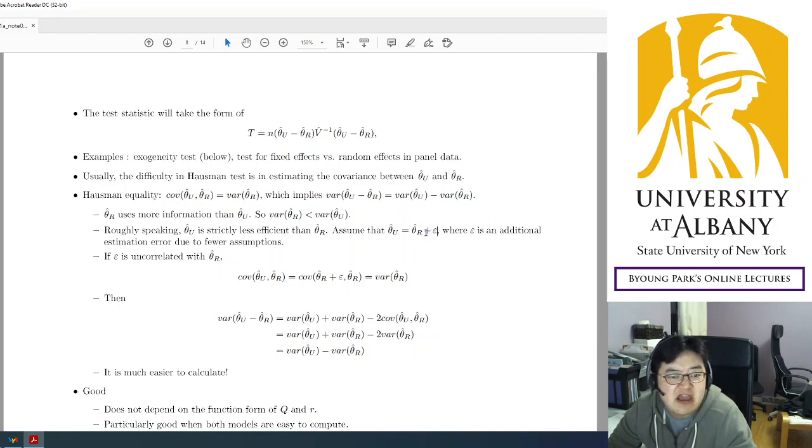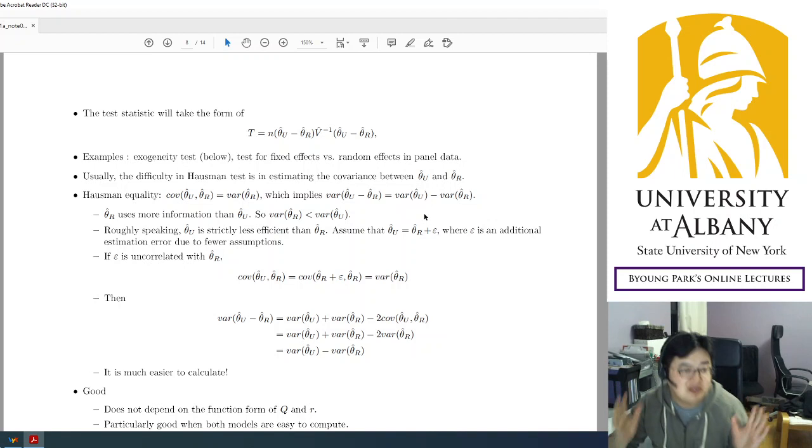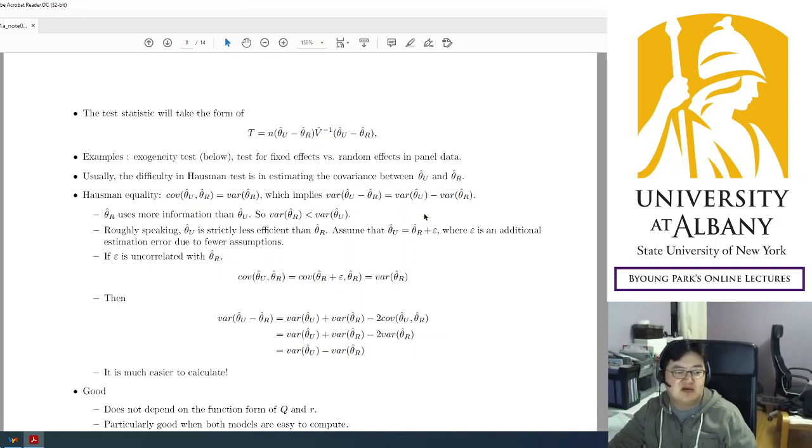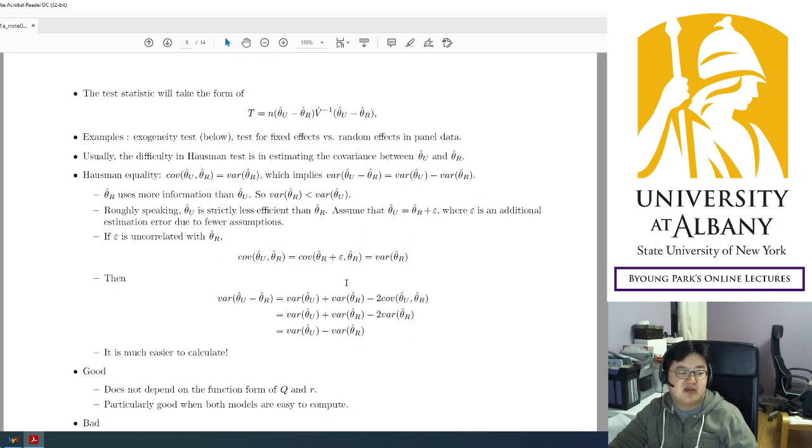Now, if you can prove that this additional error is uncorrelated with the restricted estimator, then think about this. The covariance between u and r can be written as the covariance of r plus epsilon and r, but epsilon is uncorrelated with r. So it equals the covariance of r with r, which is the variance. That's basically how the proof goes. So it is much easier to calculate. It's a really clever result, and he proved it.